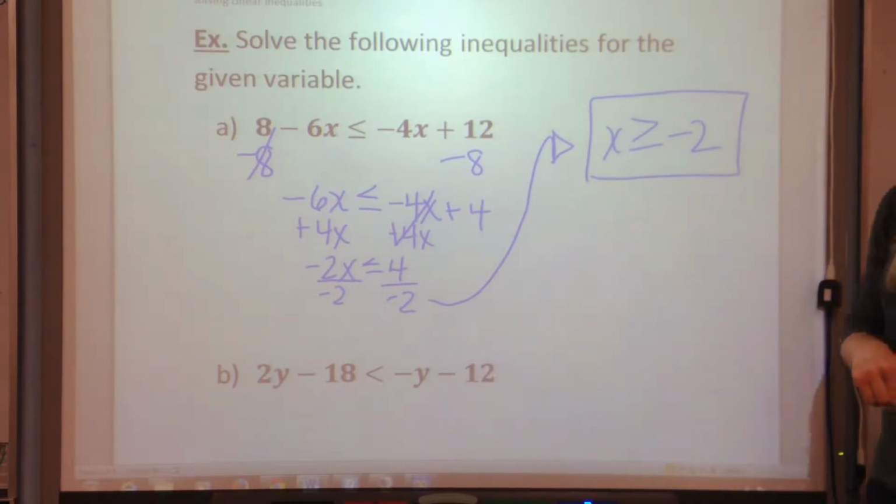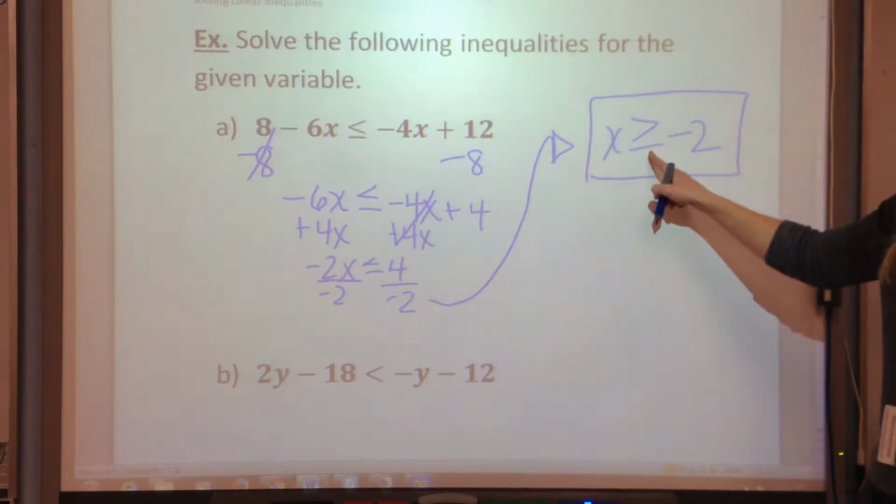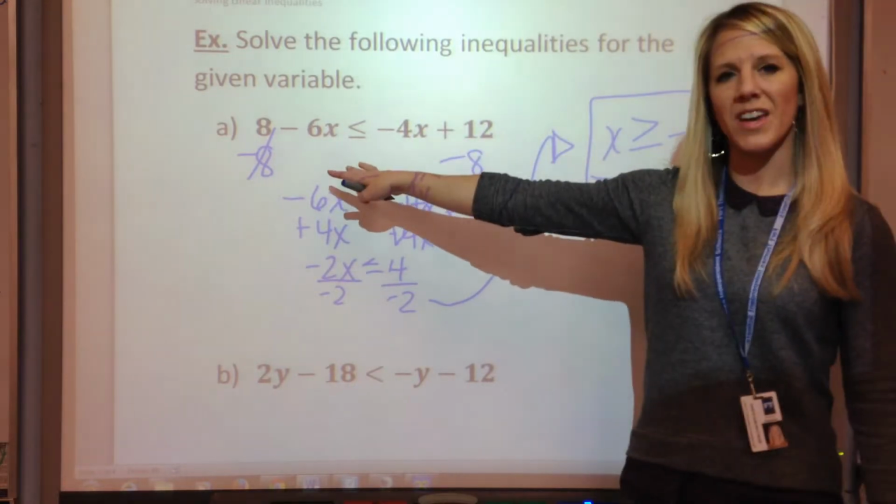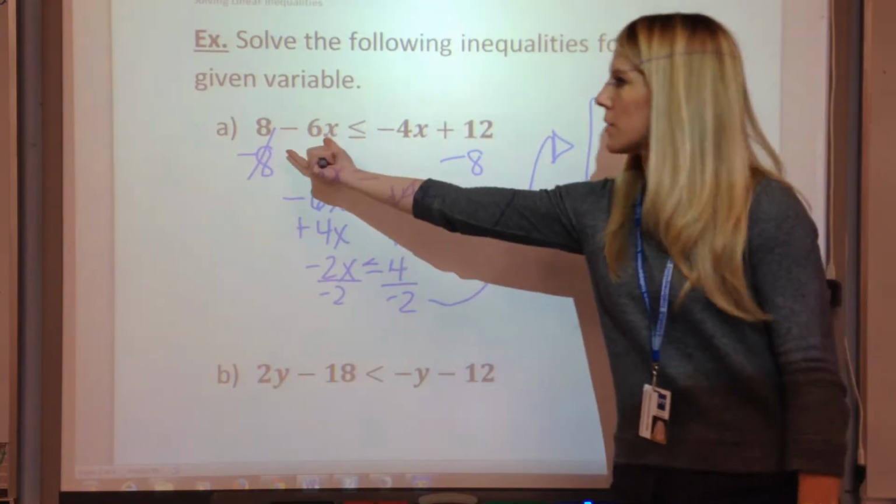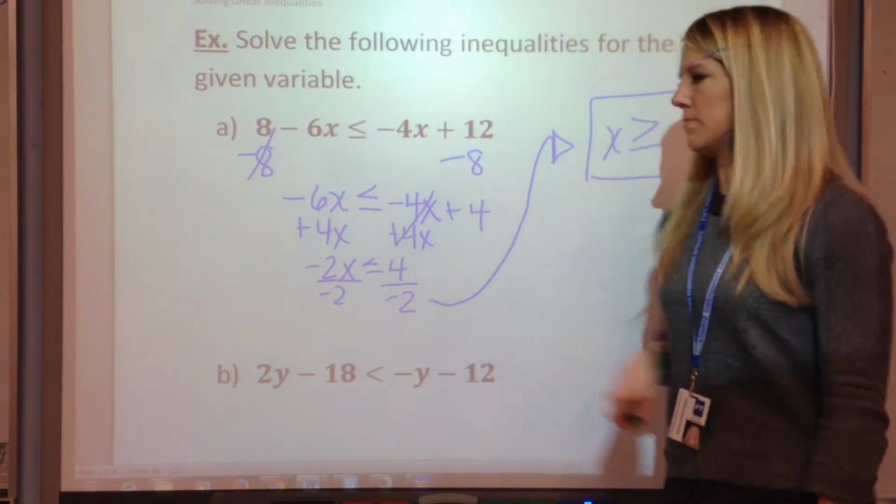So x is greater than or equal to negative 2, meaning if I pick negative 2 or any number bigger than negative 2 and plug it in, it will make the inequality true. The left side would be less than or equal to the right side.